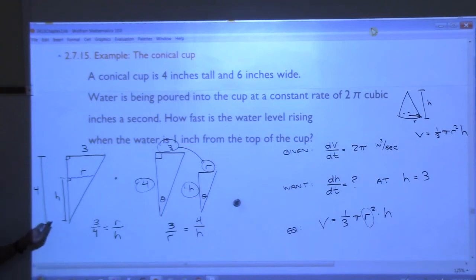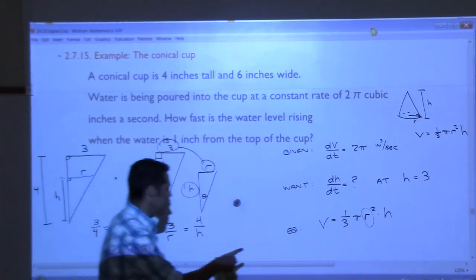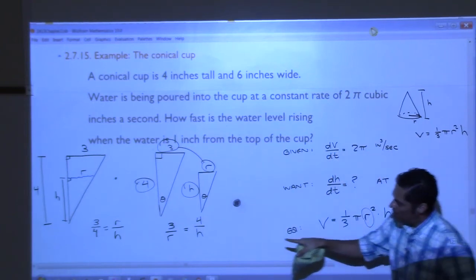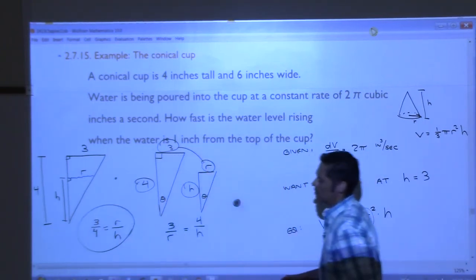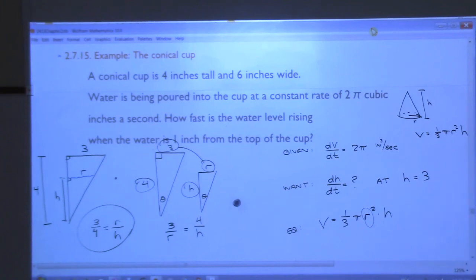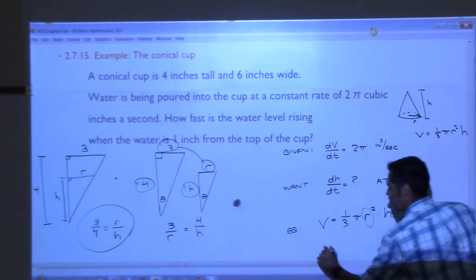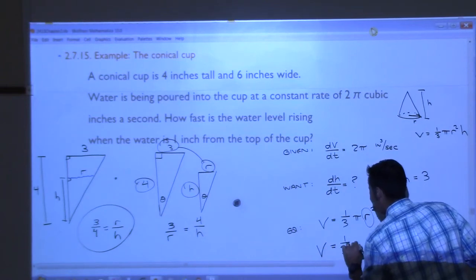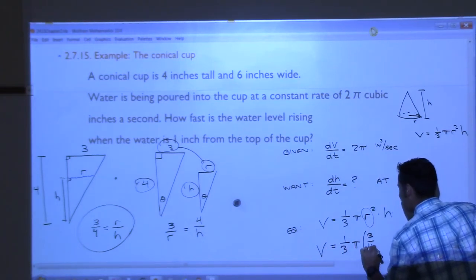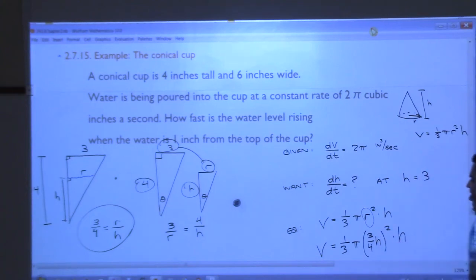Now, why did I go through all this stuff about this? I have a relationship between r and h now that's dictated by the cone. And so I can come in here, and what did I say I wanted to do? Get rid of this r. So I'm going to choose this one right here. I like that one, because r is sitting there on the top, isn't it? And I'm going to multiply both sides by h. So isn't r equal to 3/4 h? Okay, come back here. Volume is 1/3 pi times 3/4 h squared times h.